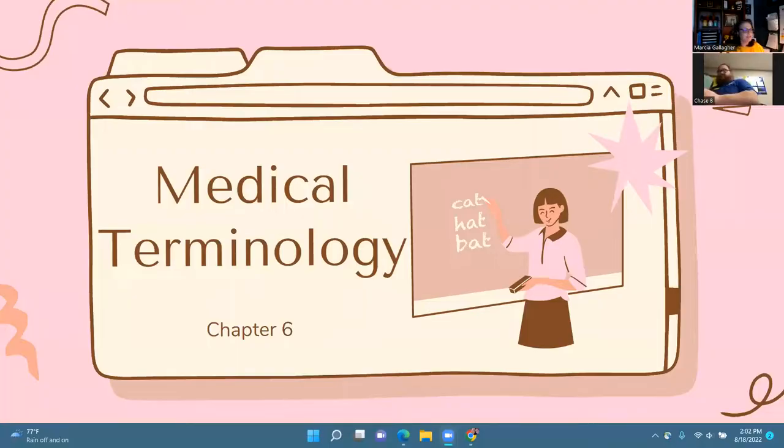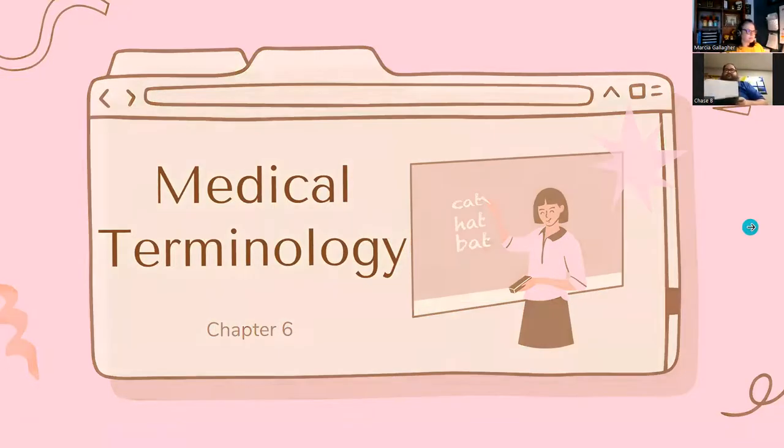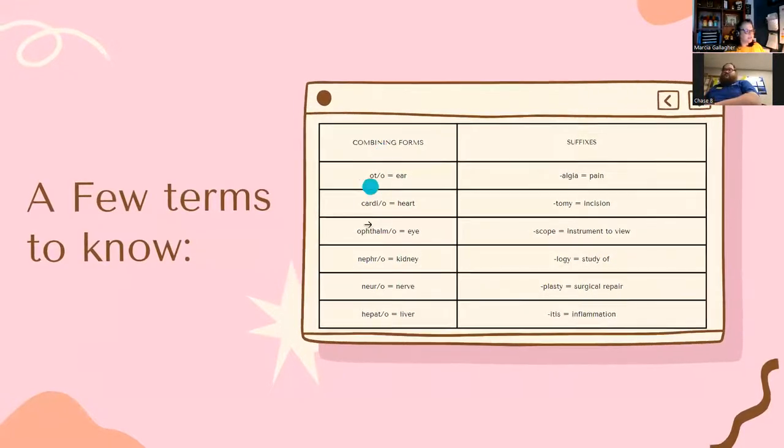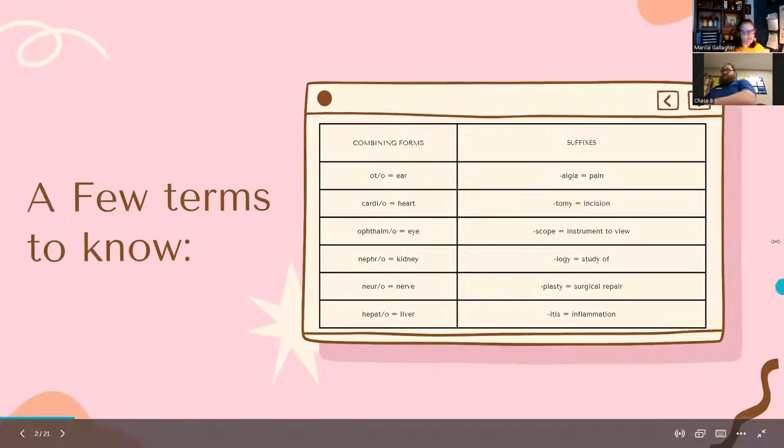So I am going to share my screen so that we can get started. It's not going to be long, Chase. It's going to be fairly quick and painless. So, Chapter 6, Medical Terminology. I actually took these terms straight out of your textbook.